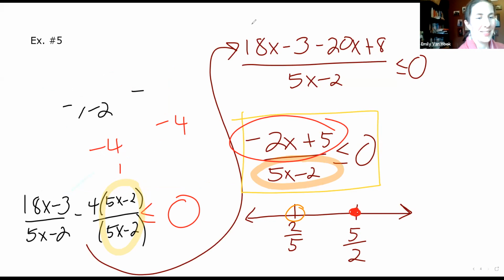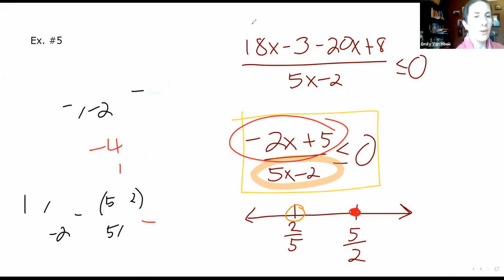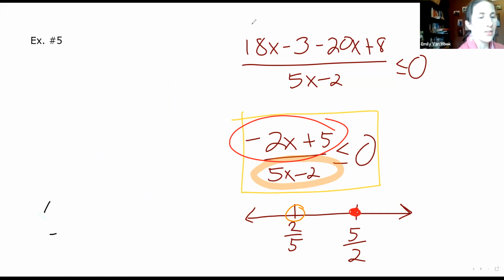Try again. So what we can start doing now is testing each interval. There are only 3 intervals to test here. We're going to start with anything less than 2/5. I feel like 0 is an easy number to try. So I'm going to start by checking 0 for x. -2 times 0 is 0, plus 5 is 5. I'm going to write the number this time. And then 5 times 0 is 0, minus 2 is -2. This is negative.